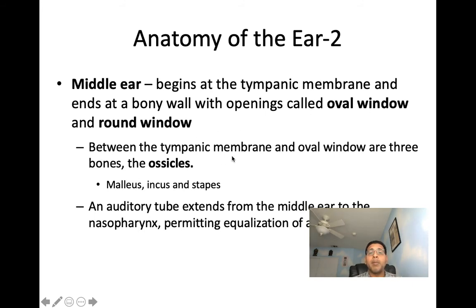Between the tympanic membrane and the oval window, there are going to be three bones. They're called the ossicles, and they're the malleus, the incus, and the stapes. So all in order: malleus, incus, and stapes.